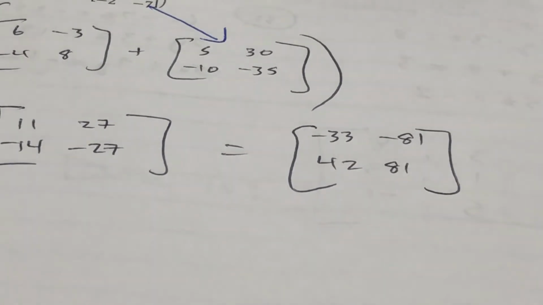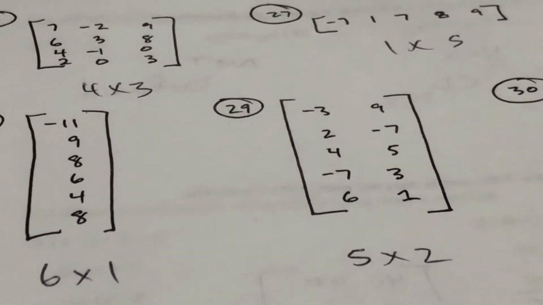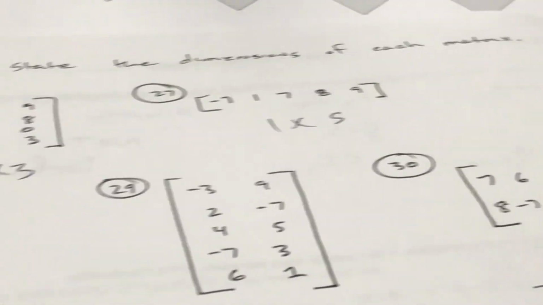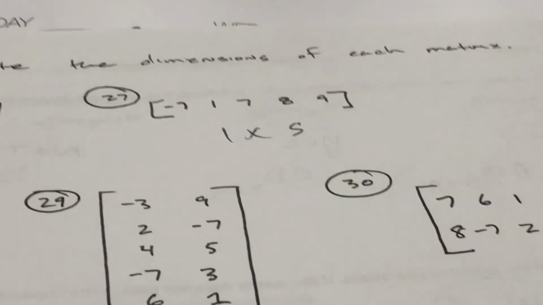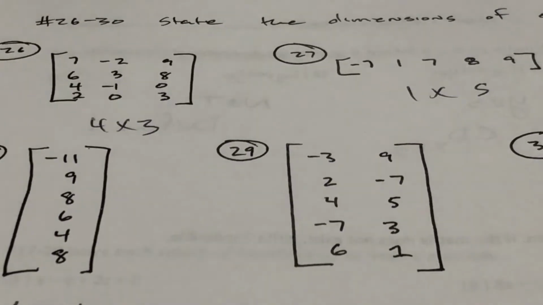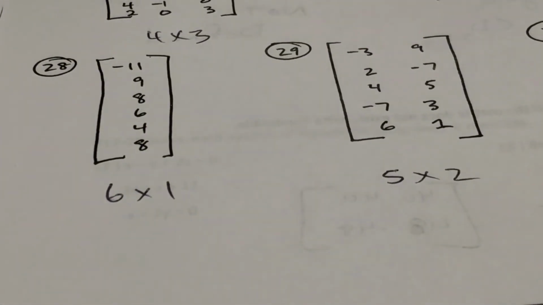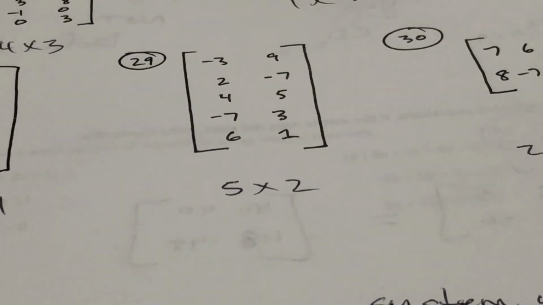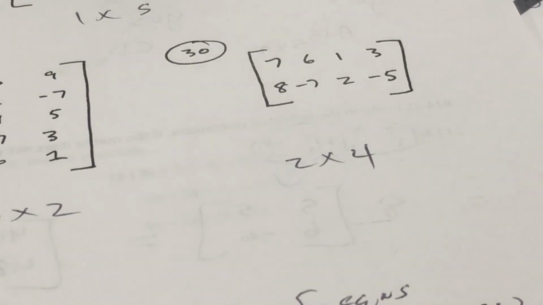All right. Then I believe the last page here, I've got some things I want to show you. Say the dimensions of each matrix. That first matrix is a 4 by 3. The next one is a 1 by 5. So that is just a row matrix. This is a column matrix. It's 6 by 1, 5 by 2, 2 by 4.